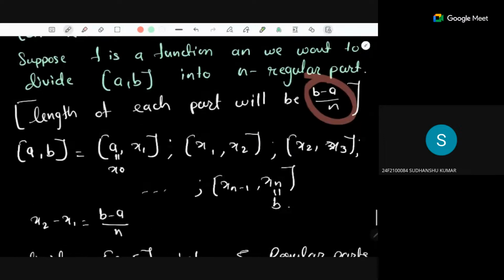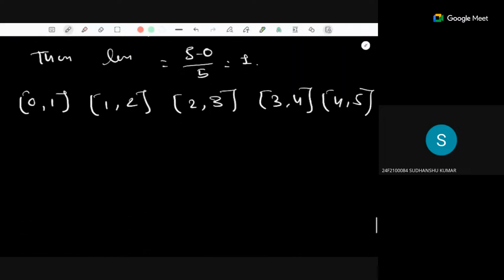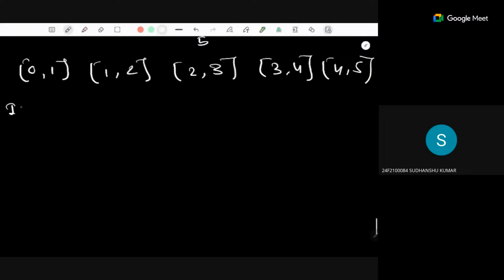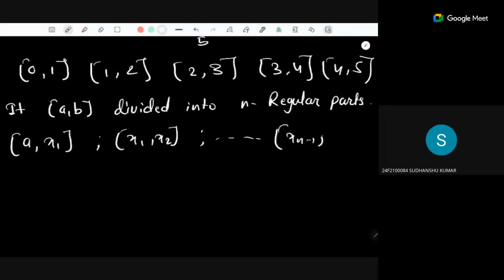Okay, so this is the first step we need to do whenever we want to find the left Riemann sum, right Riemann sum, or mid Riemann sum: divide our interval into n regular parts. After that, we select the value of the function according to the Riemann sum. So for example, if we have a closed interval a comma b divided into n regular parts, with intervals like a comma x1, then x1 comma x2, and so on, up to xn minus 1 comma b.